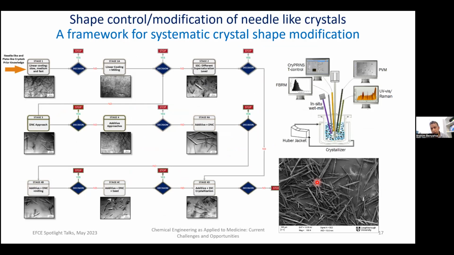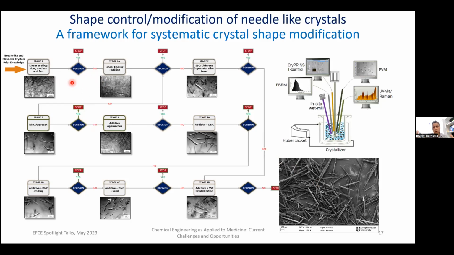Once we validated this, the next problem we wanted to address is one of the most common problems, needle-like crystals. Here we have developed a framework, a systematic workflow to test different strategies to control and get the particle aspect ratio within the right range. So this may include different techniques such as simple linear cooling, wet milling, the addition of additives, and temperature cycling.